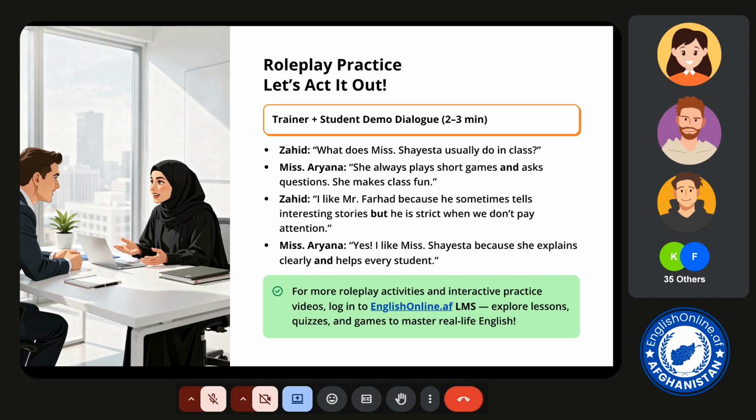So, in the role play, I'm going to need a volunteer, and I really appreciate it if any one of you guys voluntarily participates with me. Okay, let's have Miss Farida. Miss Farida, I'm Zahid, and you are Miss Aryana. I'm going to read the first line and translate it, and if you can read the next lines, which is the role of Miss Aryana, and translate it. Can you do it? Yes, teacher.